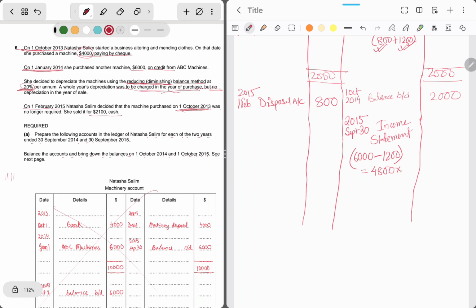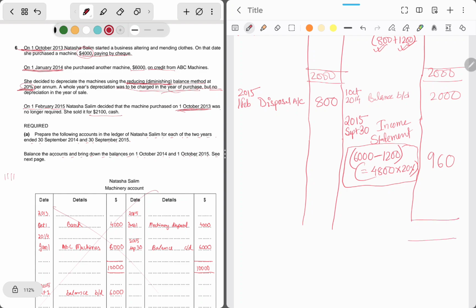$4,800. You have to find out the 20% of this. Okay, we have done it in statement form. This is the shortcut that I am telling you. So this is 4,800 into 20%. 4,800 into 20% is going to be 480 plus 480, $960. Okay, since the machinery has not been sold, we are charging depreciation for the entire year.